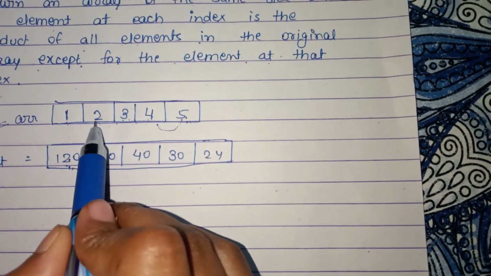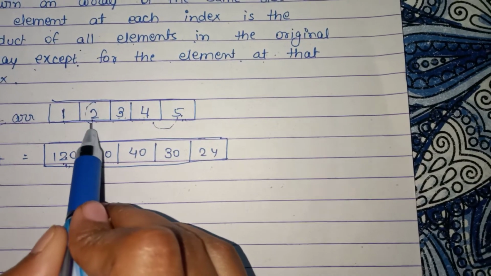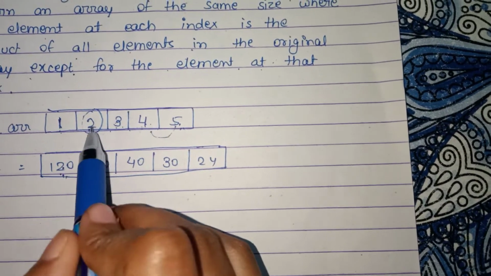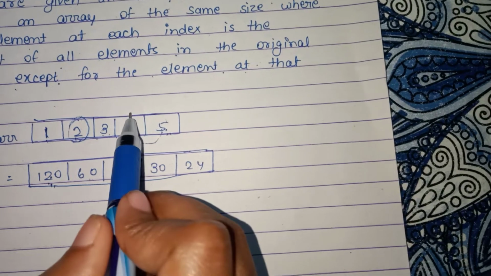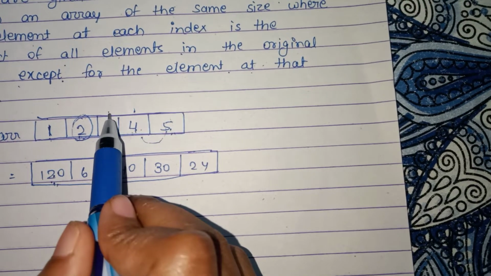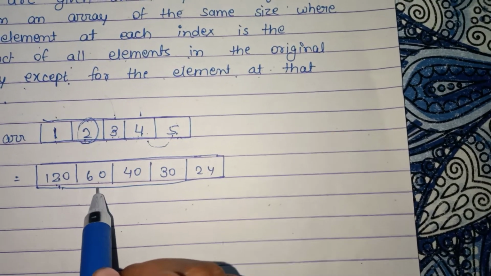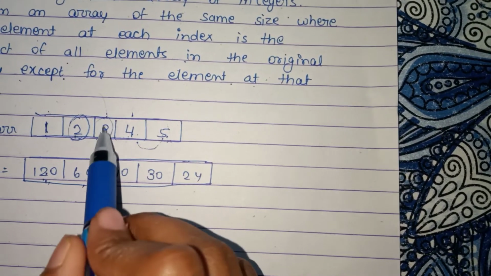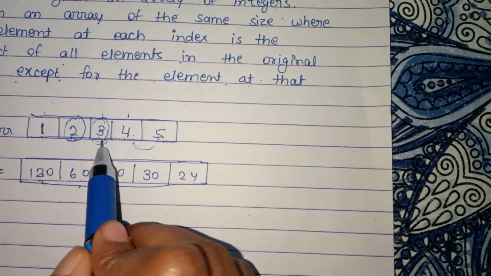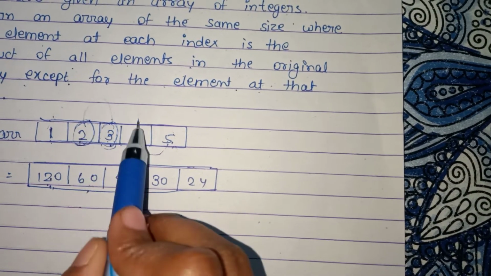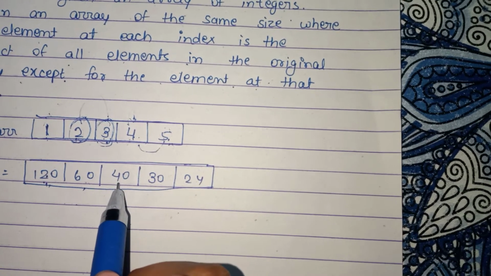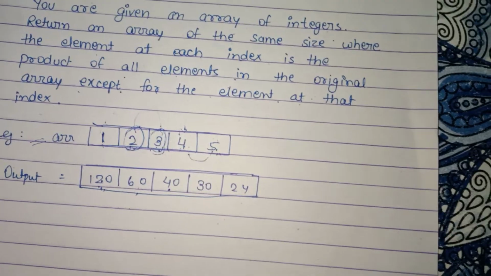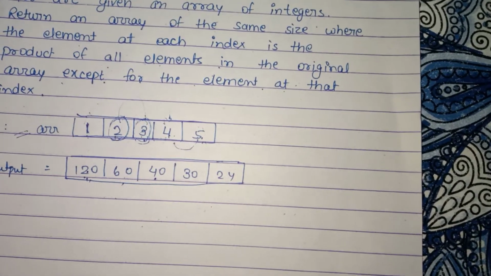Likewise, if we take 2, then we need to multiply all these elements except this 2. So 5 4s are 20, 20 times 3 is 60, and 60 into 1 will be 60. For the third element we need to multiply all those elements except this 3. So 1 into 2 is 2, 2 4s are 8, 8 5s are 40. So it will return 40. Likewise, we need to print the product of all elements except that element.